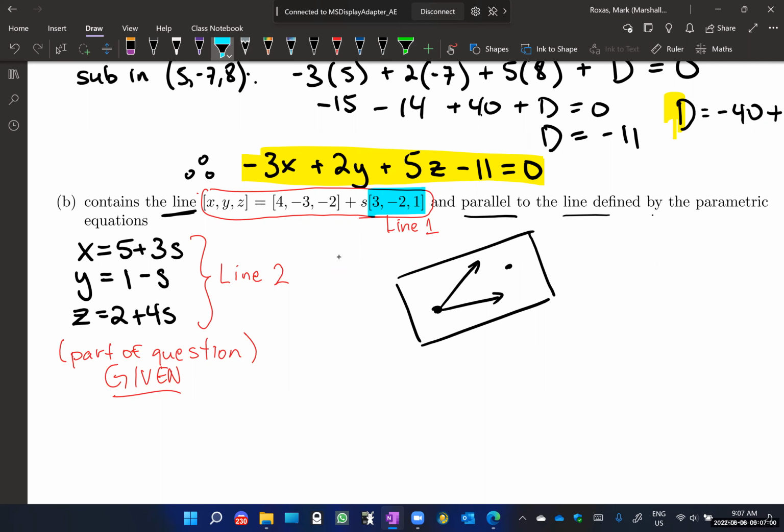So which is why I'm giving you the second equation of a line. And it doesn't have to be in vector form. It could be in parametric form like this, okay? But from each form, I can extract that direction vector and use it.